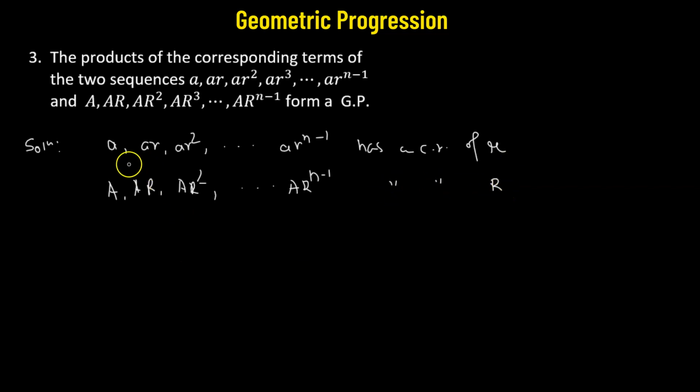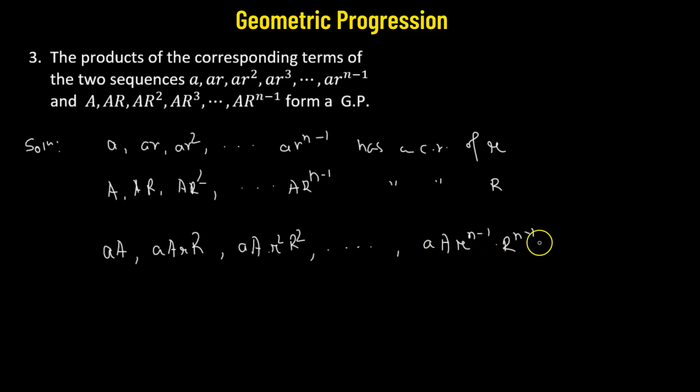Now what we're going to do is multiply the corresponding terms. We have a times A, a times r times AR, a times r squared times AR squared, going up to the nth term, a r raised to the power of n minus 1 times AR raised to the power of n minus 1. So we have to show that this is also in GP.